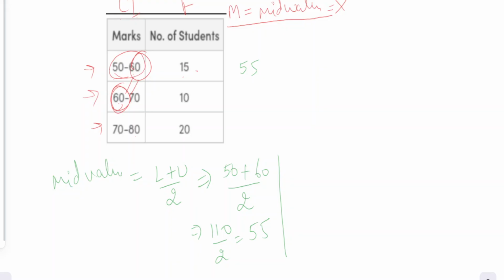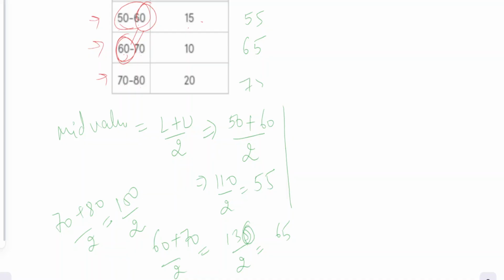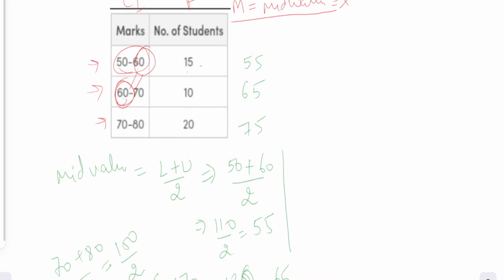Okay, time's up. Let's calculate the second one also. The second one will be 60 plus 70 divided by 2. That will be 130 divided by 2, which will be 65. And for the next one, 70 plus 80 divided by 2 will be 150 divided by 2, that is 75. As we have come across the m value, that is x for the time being, this is x.